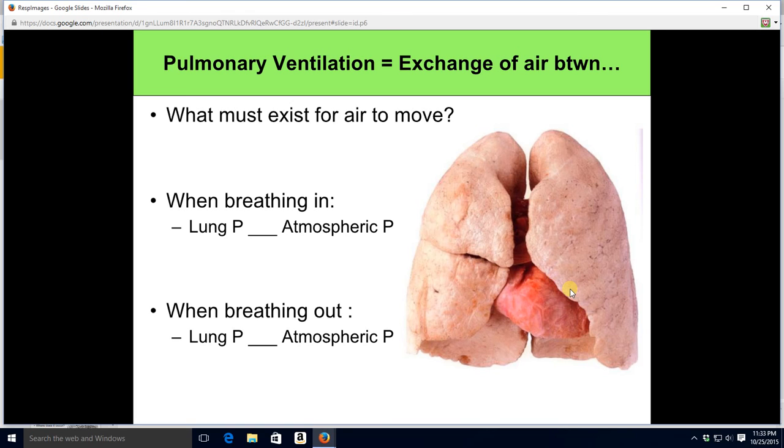Pulmonary ventilation. That is the exchange of air between the lungs. Look at these two nice, pretty lungs here. Exchange of air between the lungs and the surrounding atmosphere. In order for air to move, there has to be a pressure gradient. When you're breathing in, the pressure in your lungs has got to be less than atmospheric. So atmospheric is the winner when you're breathing in. When you're breathing out, though, the lung pressure has to be the larger of the two. All right, that is one of our big events of our respiratory system.